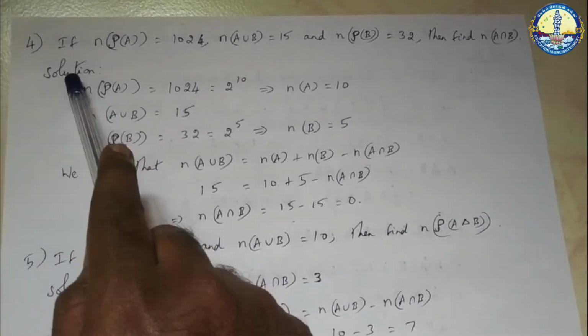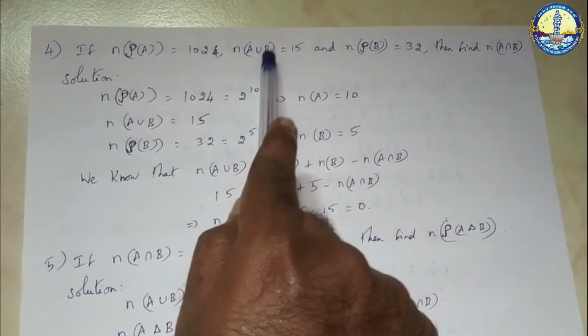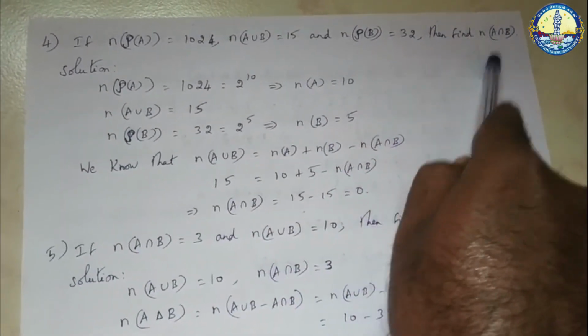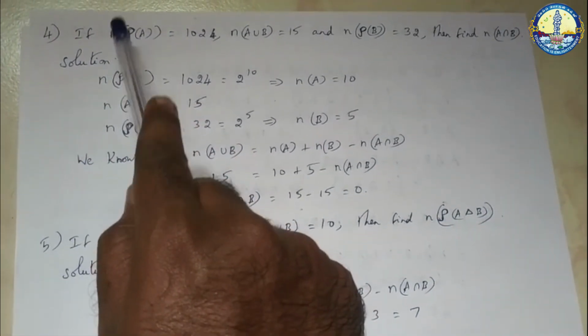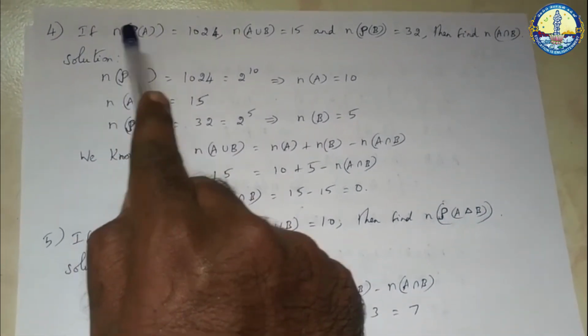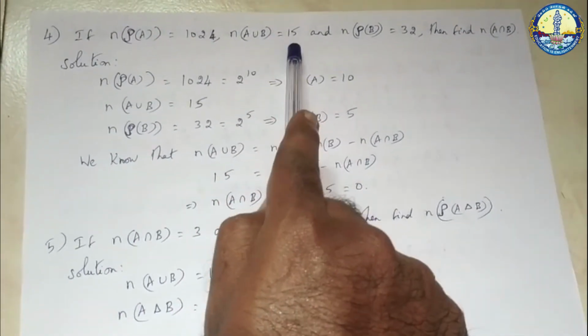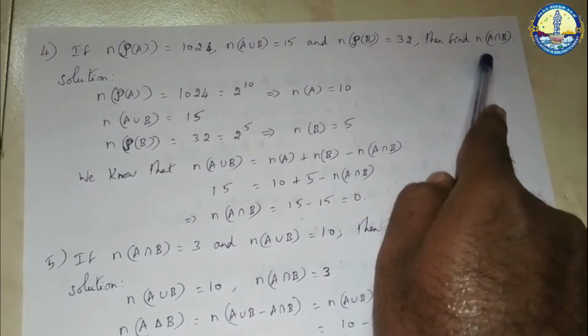Next problem: if n of rho of A equals 1024, n of A union B equals 15, and n of rho of B equals 32, then find n of A intersection B. Here rho means the number of subsets of A. The rho includes the subsets of A. That is, the number of subsets of A is 1024, n of A union B equals 15, and the number of subsets of B is 32. We have to find the number of elements in A intersection B.